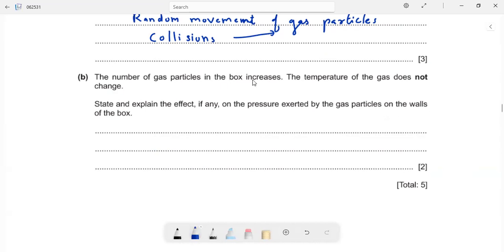The number of gas particles in the box increases. The temperature of the gas does not change. State and explain the effect, if any, on the pressure exerted by the gas particles on the walls. So when the number of gas particles increases, pressure also increases. Pressure will be increasing because more collisions happen. There are so many particles in the same area, so the collisions will also increase. In turn, the pressure will be more.